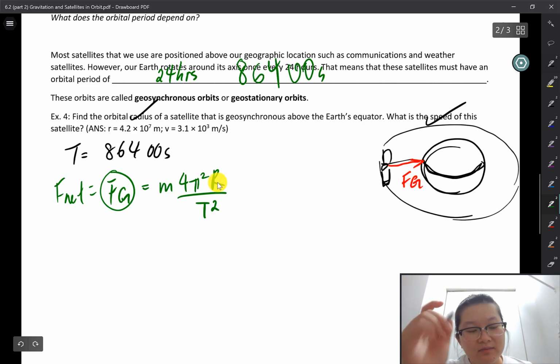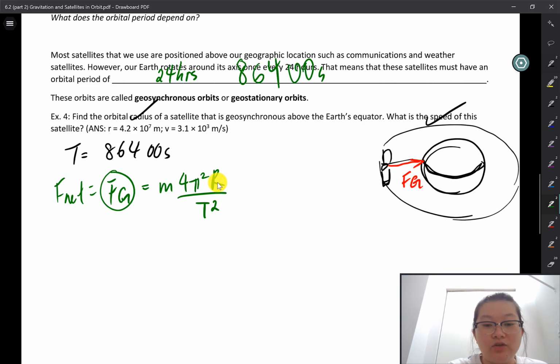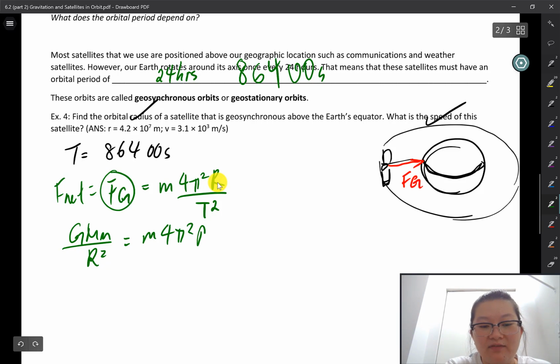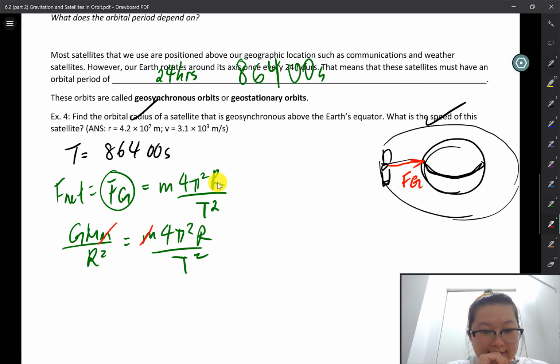Fg is Newton's universal law of gravitation, big G, big M, small m over r squared, and this is going to be small m, directly copying what I have on top. And a few things are going to cancel. First of all, this mass is going to be able to cancel, okay? And this r is going to be able to move to the bottom over there.